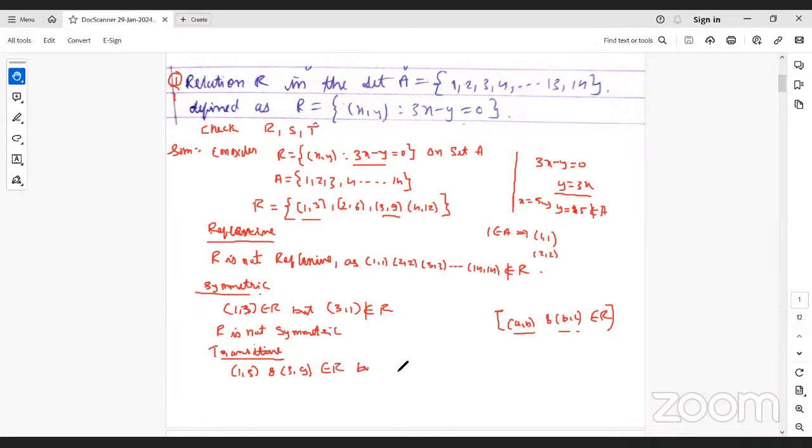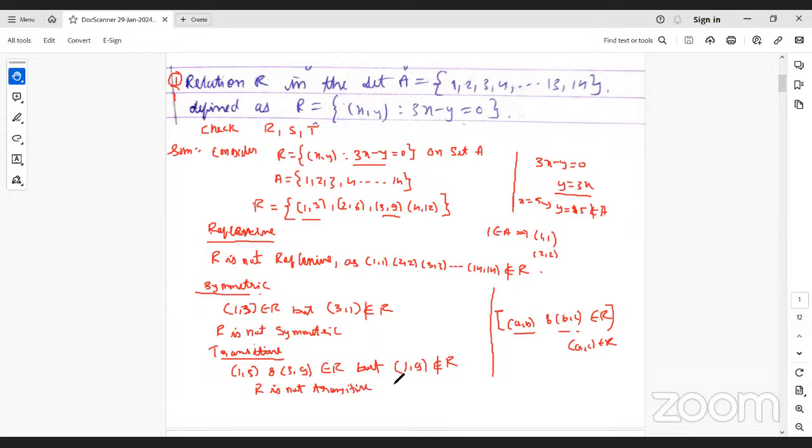But the new ordered pair formed by combining these two ordered pairs is 1 comma 9. Here a and c we have to consider. This a comma c should also belong to R. According to the definition of transitivity, if a comma b and b comma c are present in R, then a comma c should also be present in R. But we can see 1 comma 3 and 3 comma 9 are present in R, but 1 comma 9 does not belong to R, and since it does not belong to R, R is not transitive.